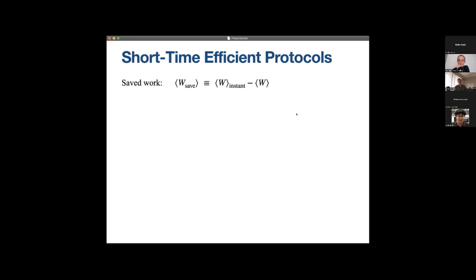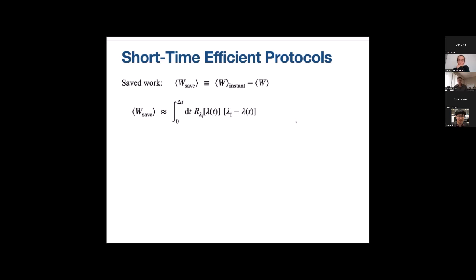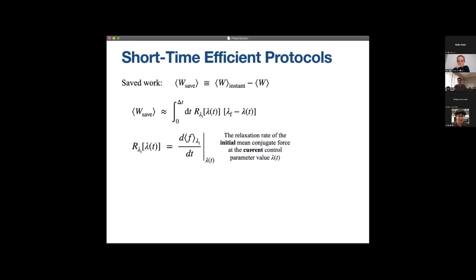Now, it turns out if you go very fast, you can get a very simple approximation for this saved work in terms of this first term here, which we call the initial force relaxation rate. And what this R quantifies is the relaxation rate of the initial mean conjugate force at the current control parameter value. So this little subscript lambda I here just signifies that this quantity is averaged over your initial distribution. However, it doesn't only depend on your initial control parameter value, because as you change your control parameter, your distribution remains largely close to where it started.